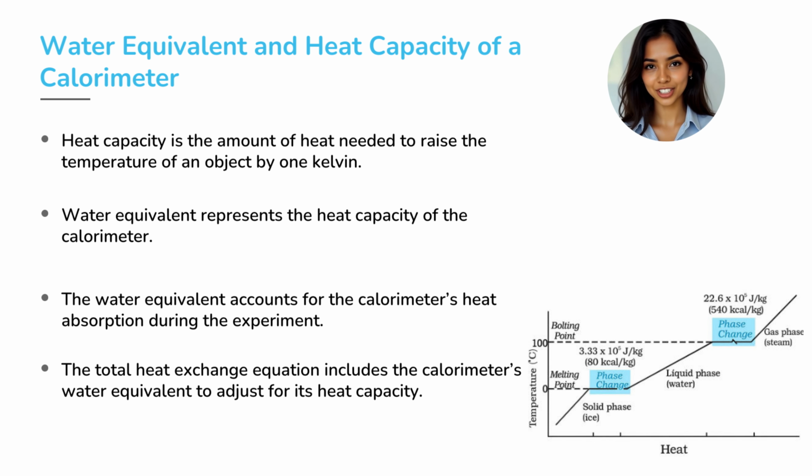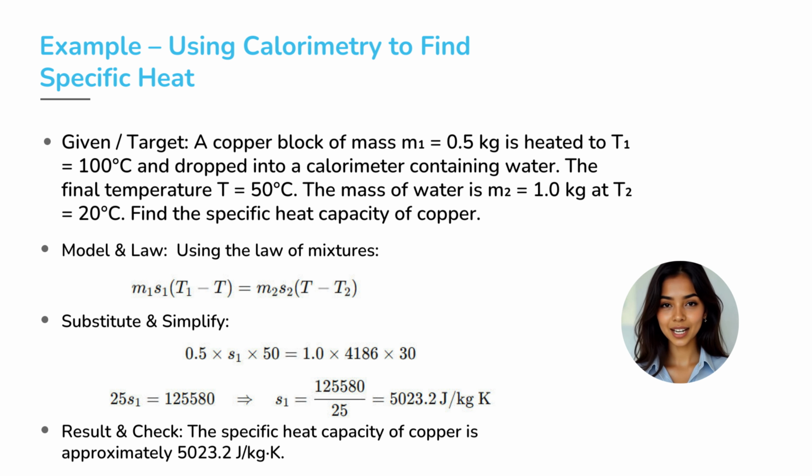The total heat exchanged is then heat equals m1 times s1 times (T1 minus T) plus the water equivalent of the calorimeter times (T minus T2). This equation helps us correct for the calorimeter's heat absorption, ensuring our final measurement is accurate. In the diagram, you'll see how a calorimeter's water equivalent is accounted for in the calculations, giving us the precise heat exchange. Now, let's work through a practical example.